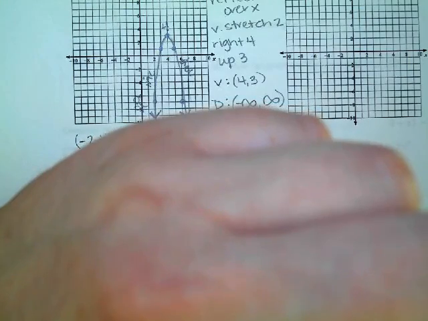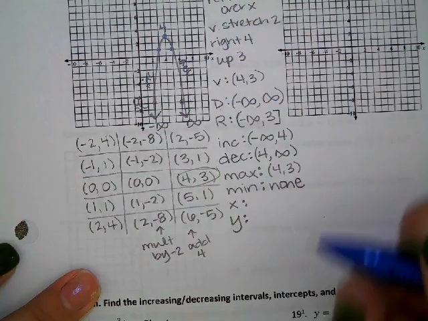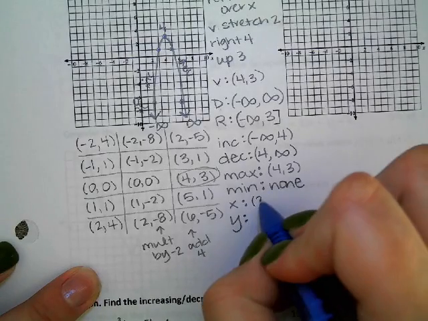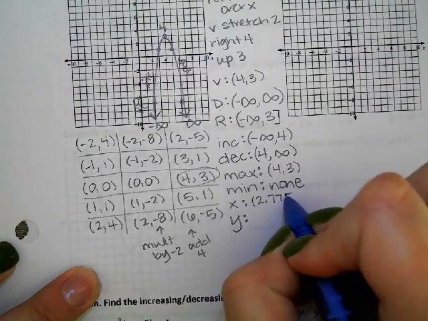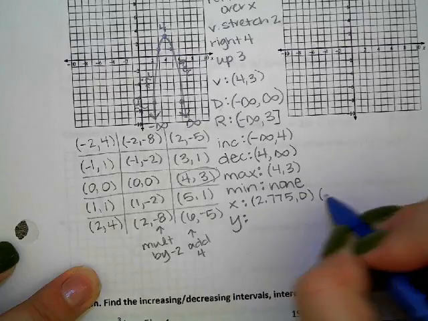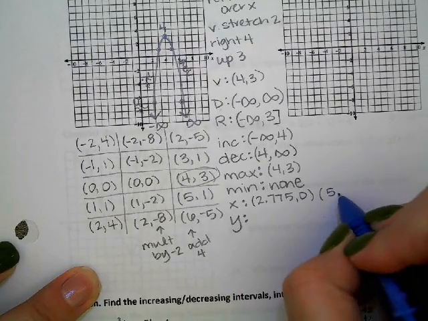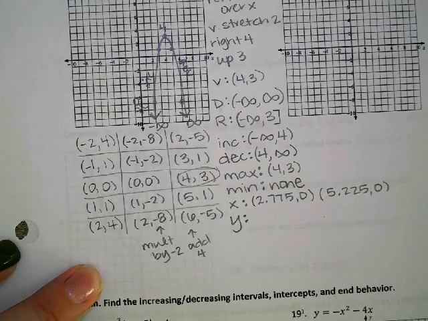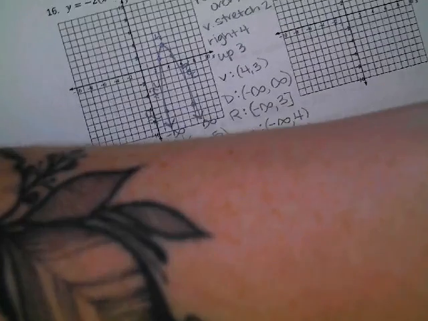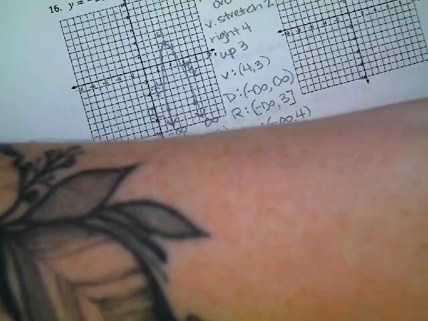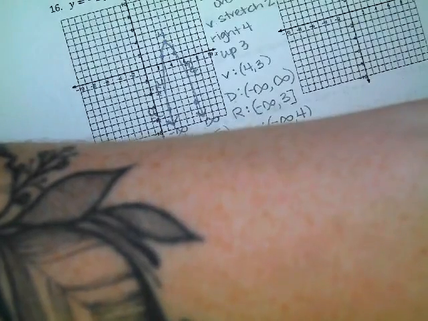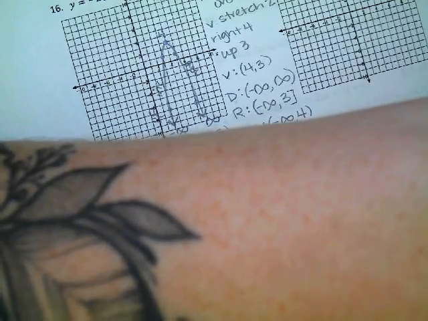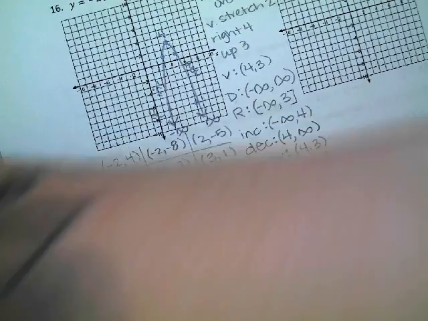Okay, so the x-intercepts are 2.775, 0 and 5.225, 0, and then the y-intercept is 0, negative 29.